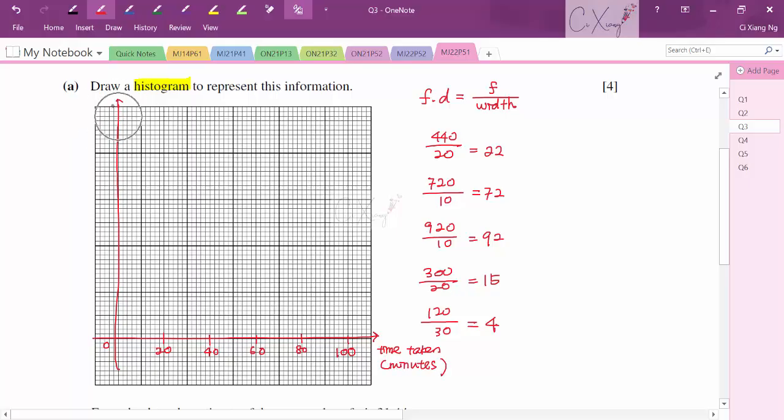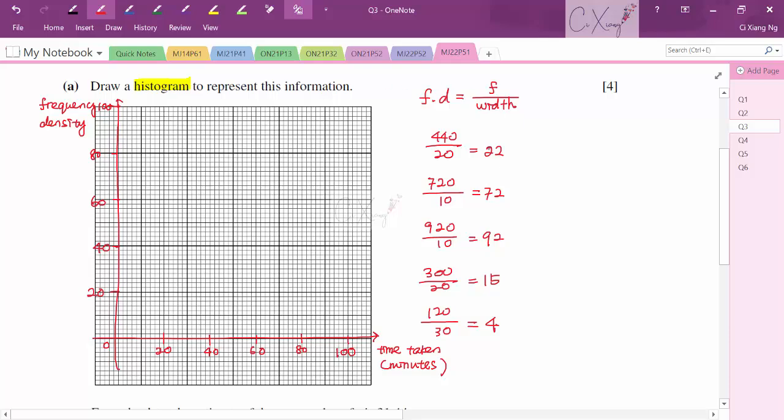Then we talk about the y-axis. For the y-axis, we're having frequency density. I want to decide it as a ratio like this: 20 units, then 40, 60, 80, and 100. And after that, I can start plotting the graph.